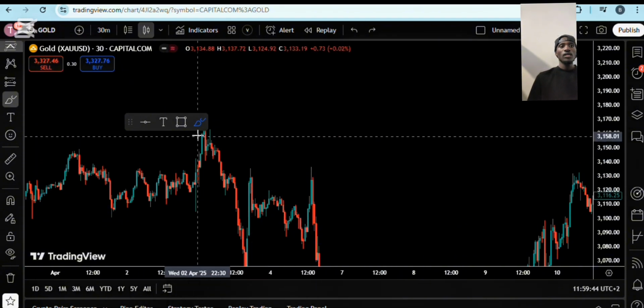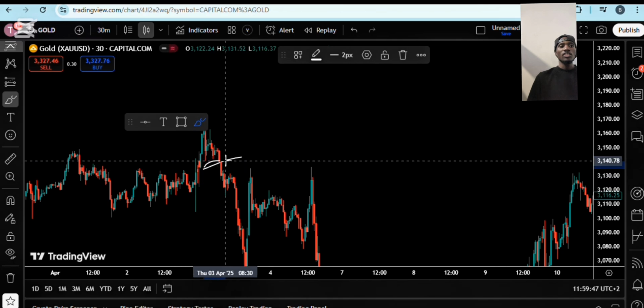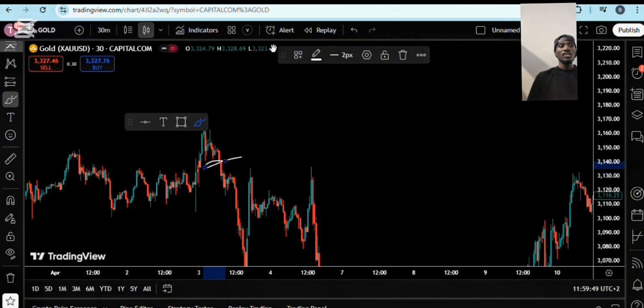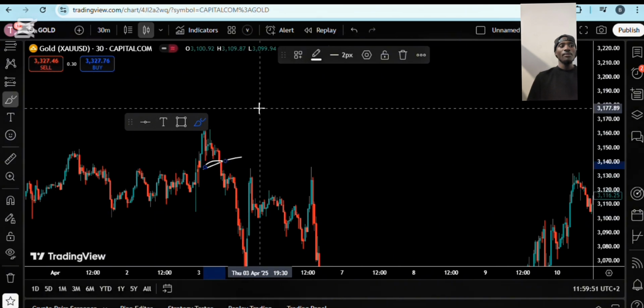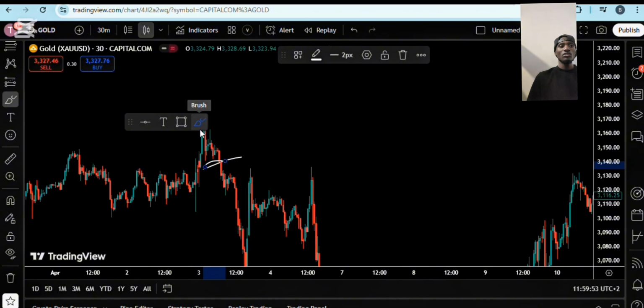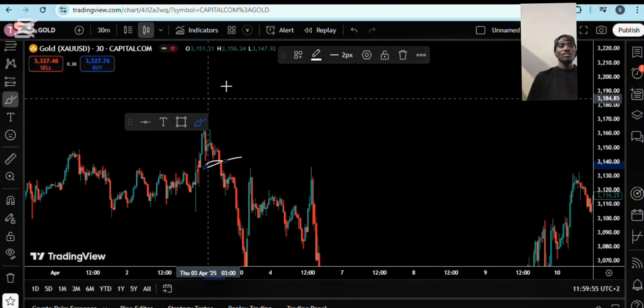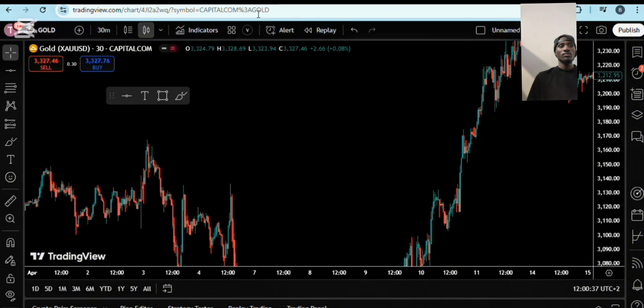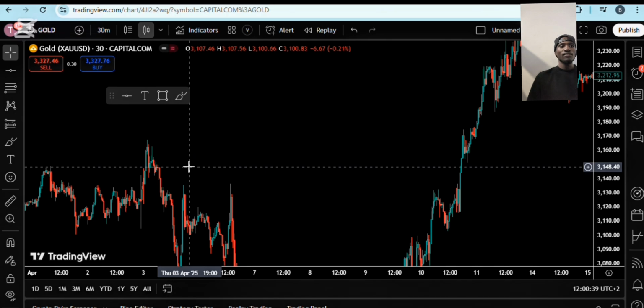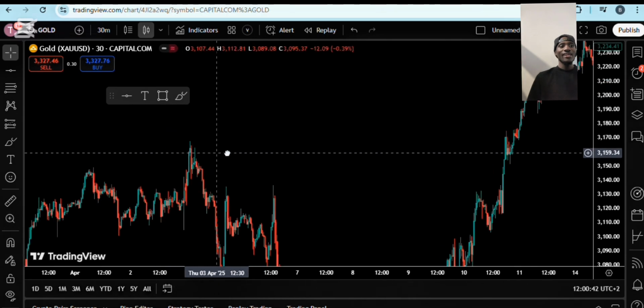So you take out your pencil, then you start marking the areas. Sorry, my bad. Let me just remove that. So you take out your pencil, then you mark out these areas. My bad. What is my pencil doing? All right, like that. I just want to choose the brush. Let me choose the brush.